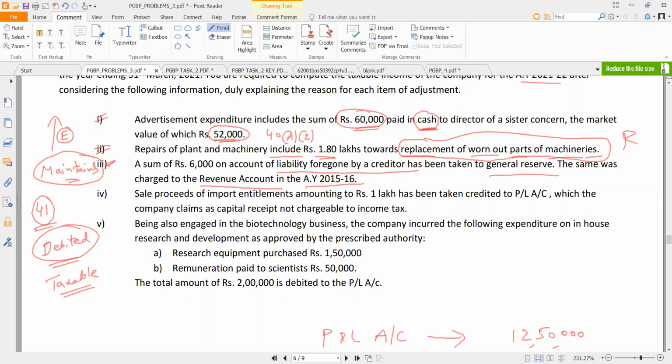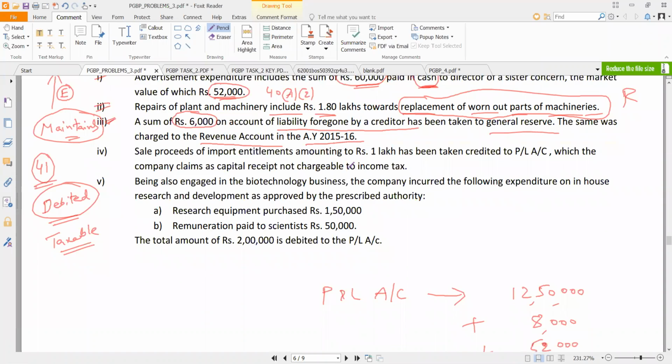So here, when there is a liability foregone by creditor, the sum of 6,000 rupees is a liability foregone by creditor. Creditor means somebody from whom we purchased the goods. In other words, earlier we would have debited the trading account and P&L account with purchases of this 6,000. Now, that is not there because that creditor said, okay, forget about it. You don't have to give me any money. There is a liability foregone by the creditor. So is it a benefit for us or not? Definitely yes. Earlier, when this happened, charged means debited. Debited to revenue account earlier, whatever year it is, 15-16.